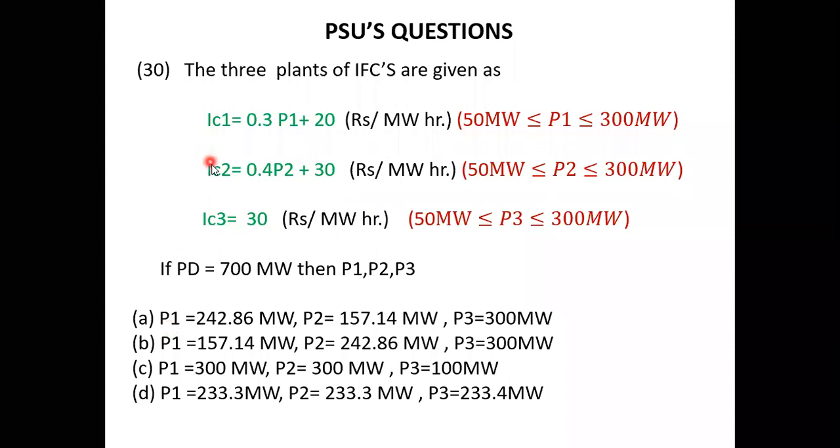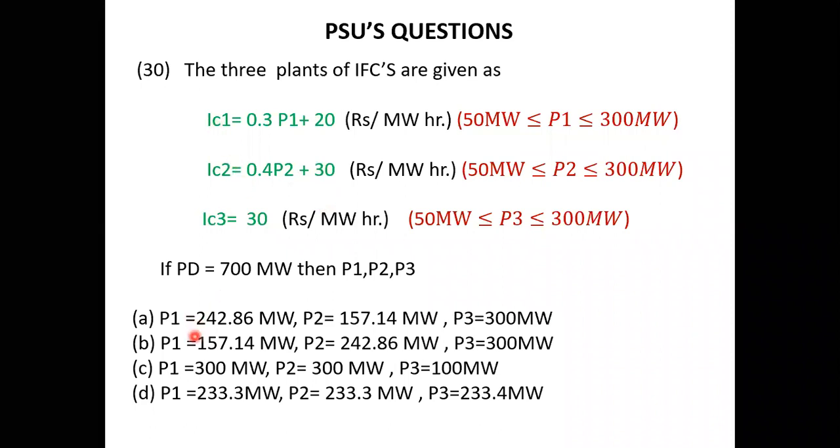Again, consider IC1 and IC2. Now tell me, in between these two, which one is more? IC1 is more or IC2 is more? Already I told you that when the incremental fuel cost is less, then automatically that particular power plant will take more share. If the incremental fuel cost is more, then that power plant will take less power. Now tell me, in between these two, which is more? IC2 is more. So that's why IC2 will take less power when compared to IC1.